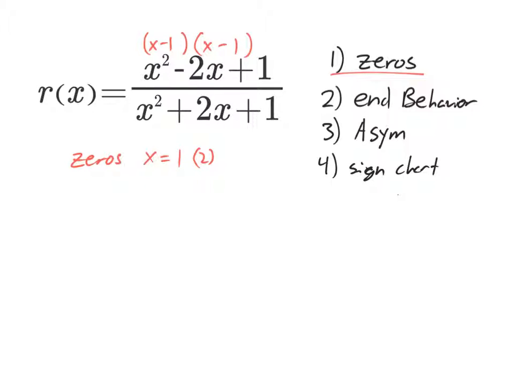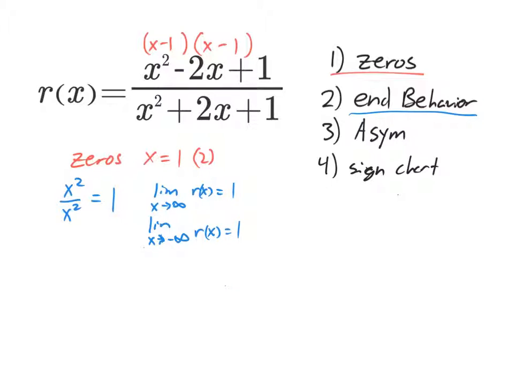End behavior. End behavior pretty much comes from this piece right here. If you remember, it's just the leading term divided by the leading term. So then it's going to be x squared divided by x squared. So that equals 1. So in other words, the limit as x goes to infinity and the limit as x goes to negative infinity of r of x is going to be 1. So that's my end behavior.